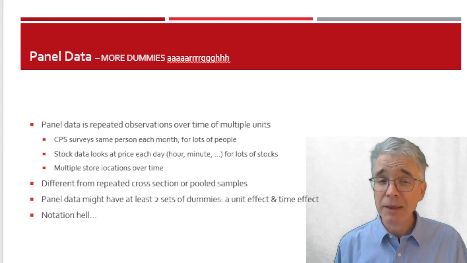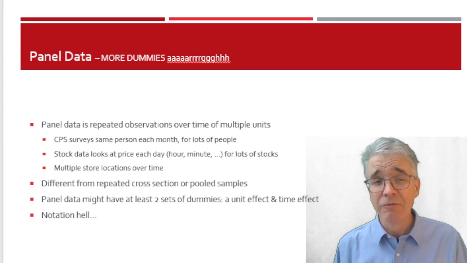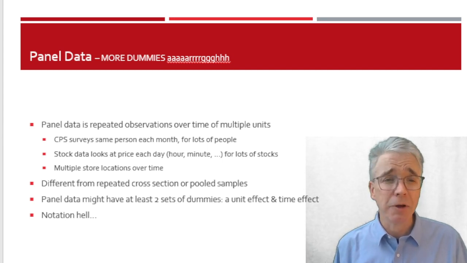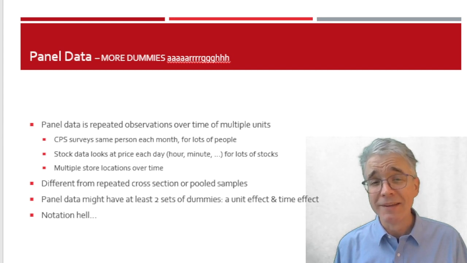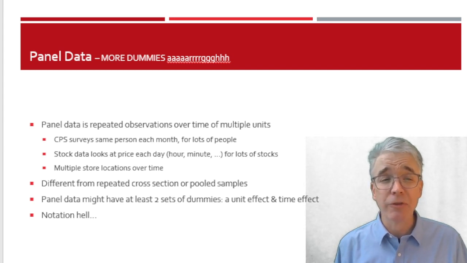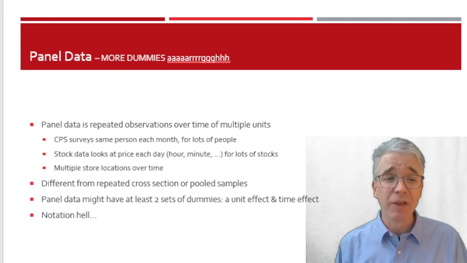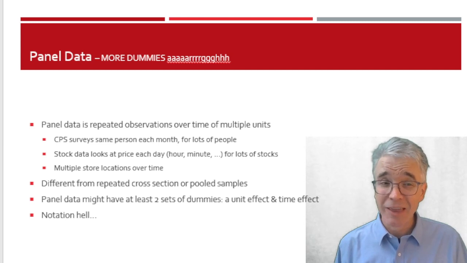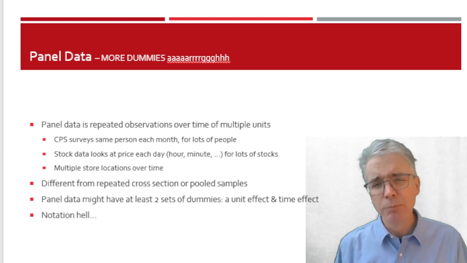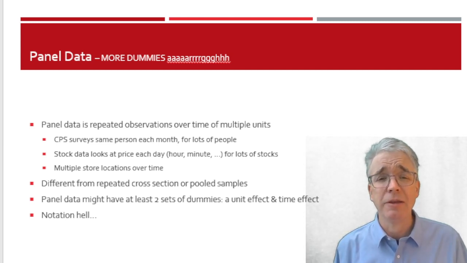Now, a repeated cross-section is different. For example, the CPS follows people for 1 year, but not longer. The 2018 CPS is a different group of people than the 2021 CPS. For that, you could say the average wage for a college graduate has changed, but you're not looking at the same people. Pooled sample is basically the same idea.